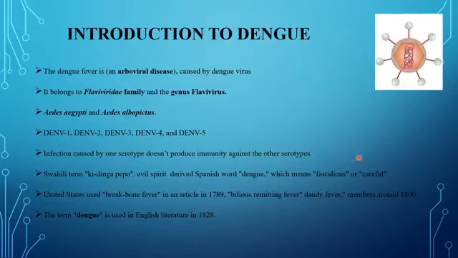Different terms have been used for dengue fever in different ages. For example, a Somali term, Ki denga pepo, derived from the word dengue, which means fastidious or cheerful. Another term, breakbone fever, was used in an article during 1789 in the United States. Polka fever and dandy fever were also used by certain members around 1800, while the term dengue was used in English literature in 1828.